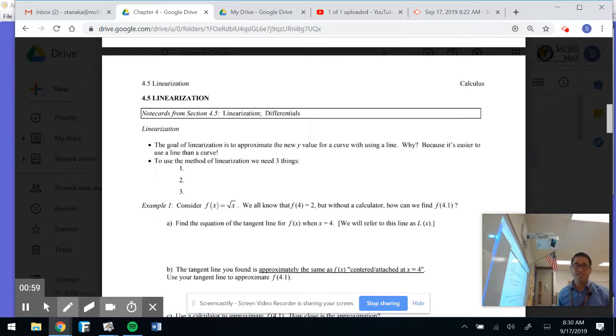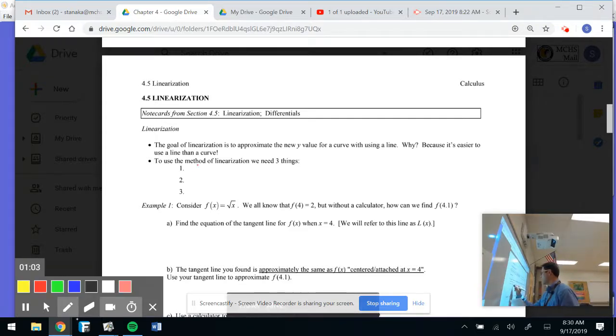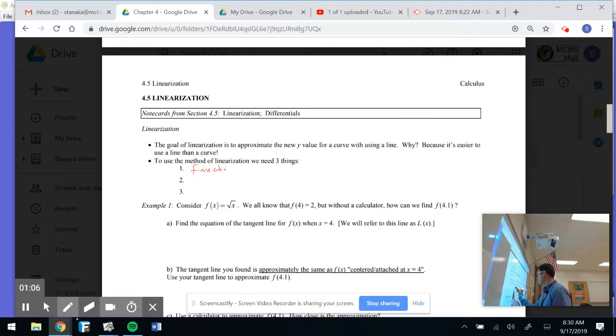To use the method of linearization, we need three things. Number one, we need a function. Number two, we need the derivative of the function. Some of you said I need to start writing a little neater, so here goes. And three, we need what we call an easy attachment point. Really, it's just you find the equation of the tangent line.